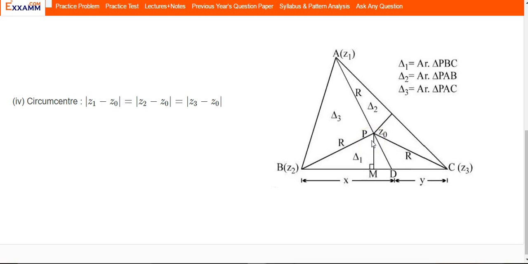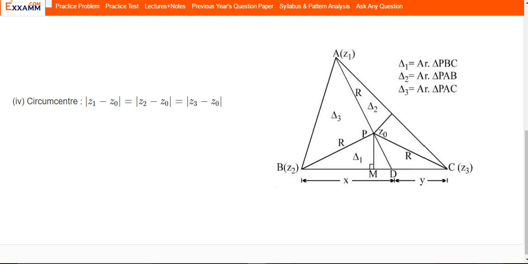Unlike the incenter, the circumcenter is very important in the case of complex numbers, because let us suppose it is given that modulus of Z1 is equal to modulus of Z2 is equal to modulus of Z3, then this particular point becomes the origin. So always remember, whenever it is given that modulus of Z1 is equal to modulus of Z2 is equal to modulus of Z3, that is Z0 is equal to 0, then the origin is the circumcenter. Using this property, a large number of questions have come in the JEE.